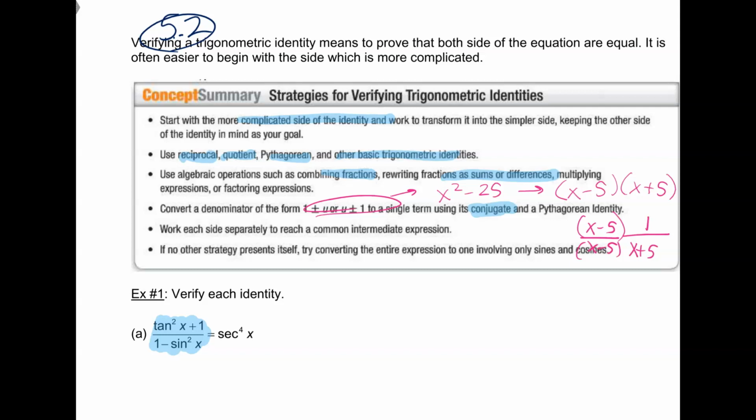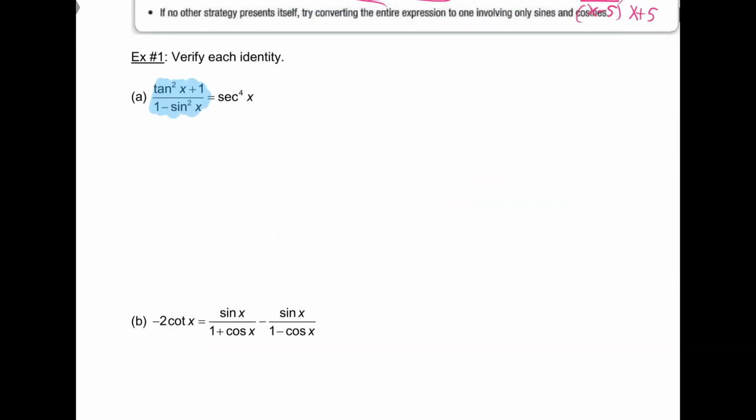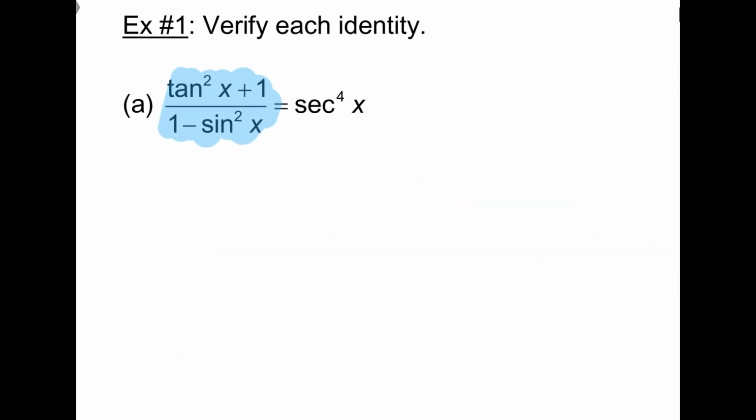Work each side separately to reach a common intermediate expression. I'm not going to ask you one that hard, so don't worry about that one. We always can get the left side equal to the right side. If no other strategy presents itself, try converting the entire expression into only sines and cosines. I don't know. We're not really going to go that deep into this. I just want to show you verifying versus simplifying.